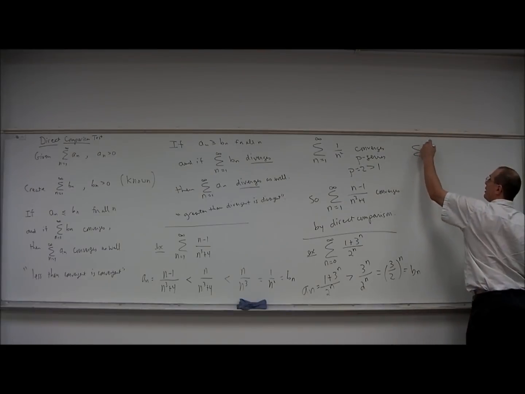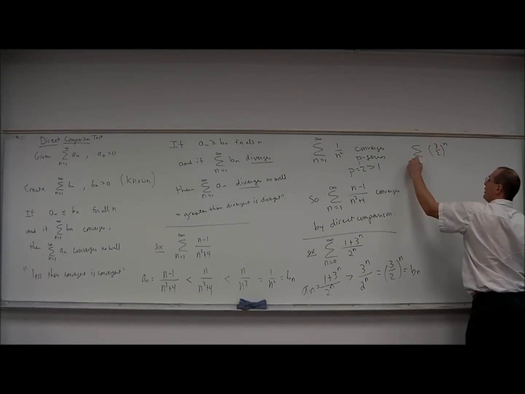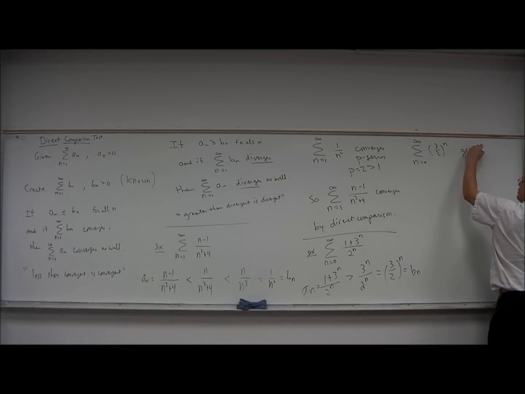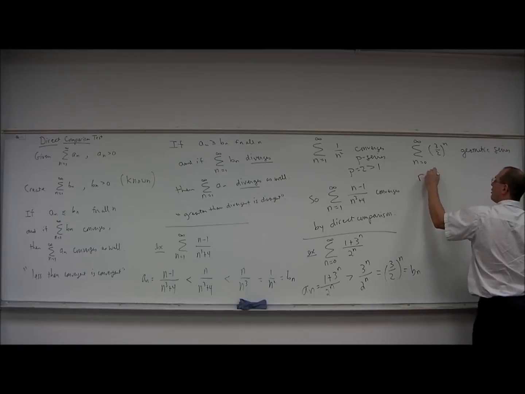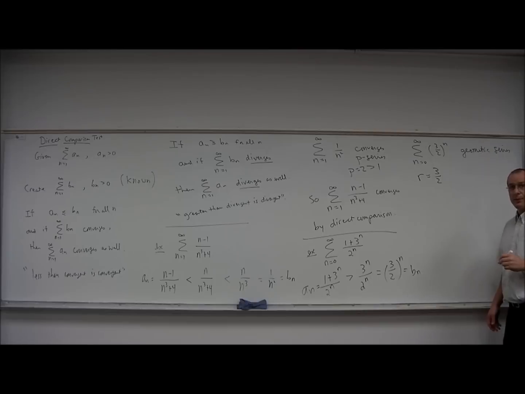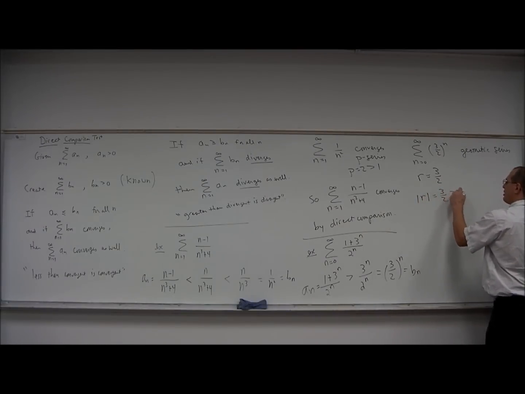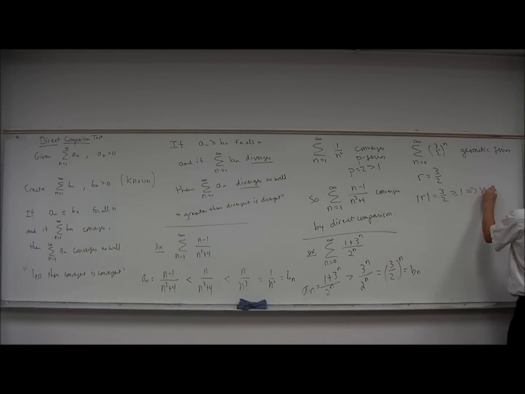Then the summation of (3/2) to the n, from 0 to infinity, is a geometric series with ratio r equals 3/2. A geometric series will converge if the absolute value of r is less than 1, and it will diverge if the absolute value of r is greater than or equal to 1. So here the absolute value of r is 3/2, that's greater than or equal to 1, which means the series diverges.